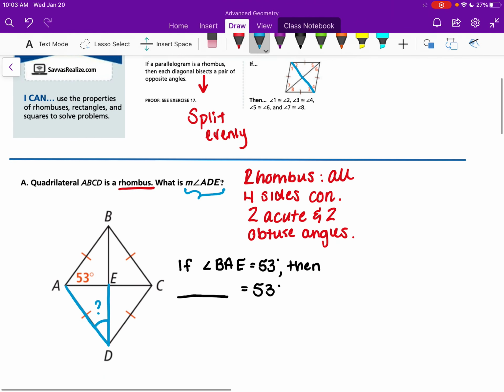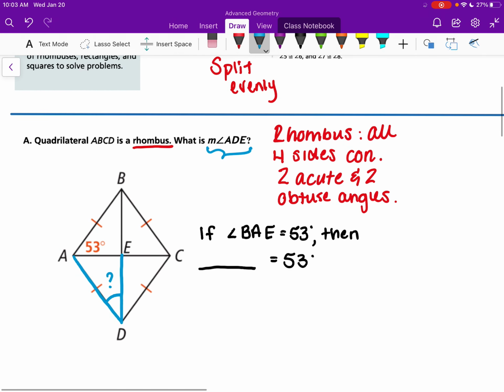Also, just a reminder, rhombuses are four-sided figures. All four sides are congruent. They just don't all have 90-degree angles, so they're not a square. The angles are either acute or obtuse, but they do have four congruent sides.